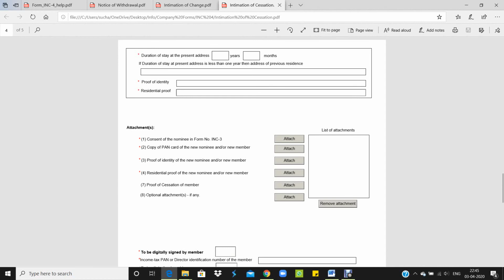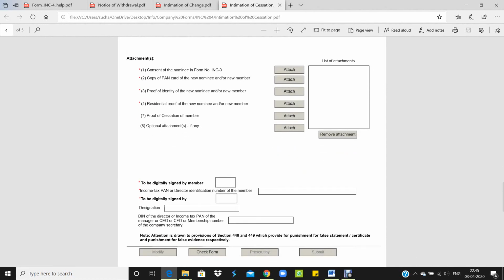Along with that, proof of cessation of the member has to be attached. Depending on the reason stated, if it is a case of death, the death certificate of the previous member has to be attached. So based on the proof of cessation of member, that proof has to be attached along with form INC 4. The digital signature of the member, his DIN number, and if there is any CEO or CFO, their DIN number or income tax PAN number has to be mentioned, and the DSC has to be attached.